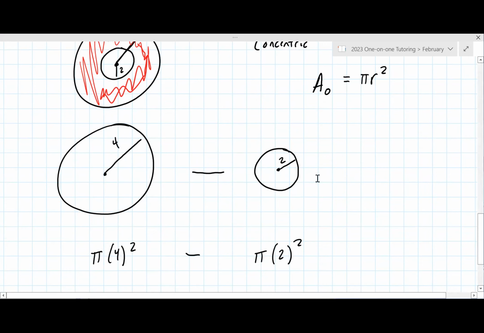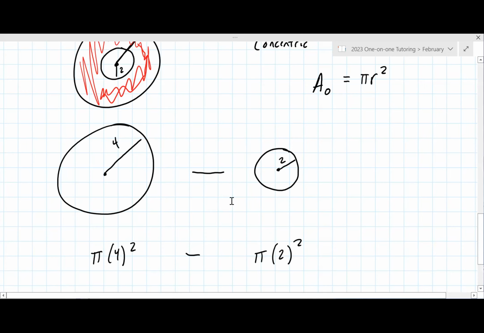Yeah, 4 squared is 16, and 2 squared is 4. But I'm asking you to try to explain this to me, because I'm going to have you do one just like this. I'm trying to figure out if you understand it, or if you can just repeat the steps. Like, why did we draw two circles?